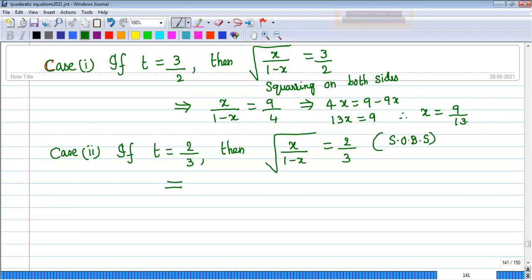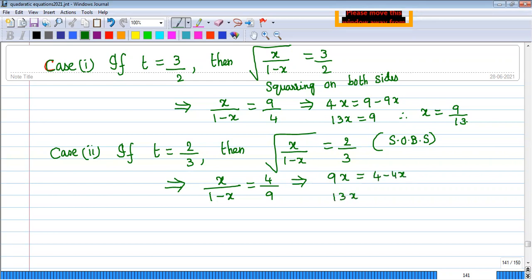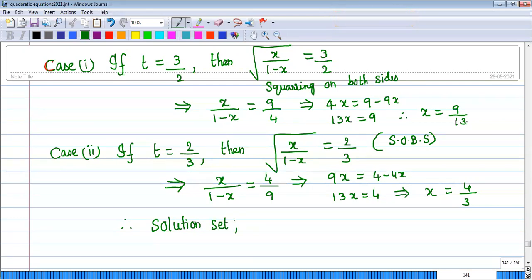So now what do we get here? X upon 1 minus x equals 4 upon 9. Cross multiplication takes place: 9x equals 4 minus 4x. This will be 13x equals 4. Obviously, x is equal to 4 upon 13. So therefore, solution set. 4 by 13, sir. You wrote 3.